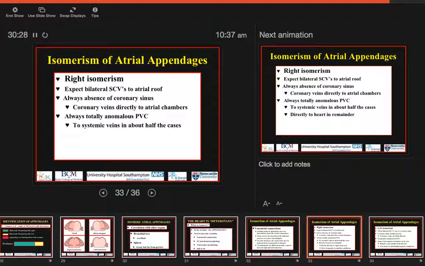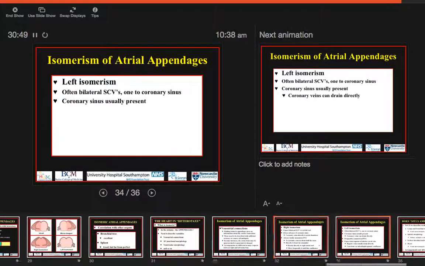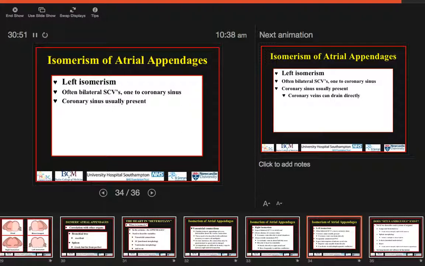But in half the cases, the pulmonary veins will come back to the heart, but they will come back anomalously. And in the other half, they will go to the systemic veins. When they come back to the heart, rarely do they go directly to the right atrial roof, more usually to a midline confluence. And then we can distinguish those patterns from left isomerism.